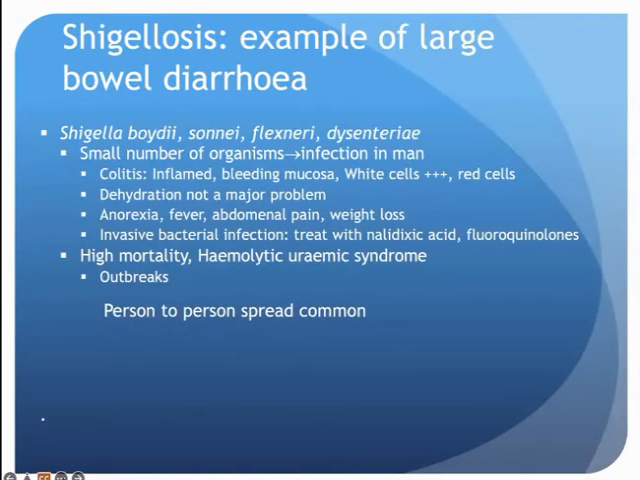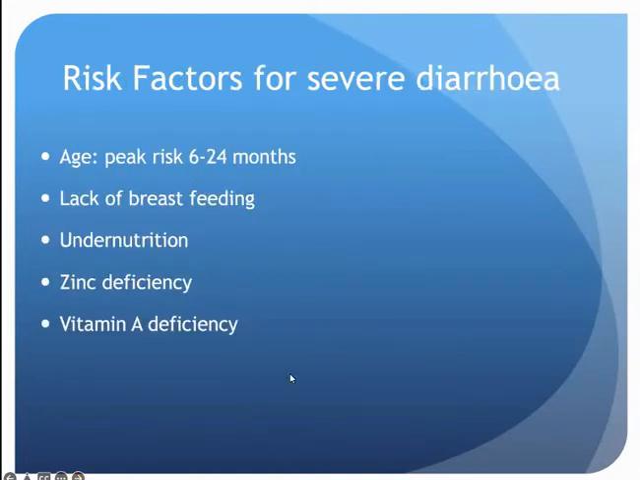So we've talked about important causes of large bowel disease and small bowel disease, and we're now going to talk about risk factors for severe diarrhea. And when I talk about this, this is really focusing on small bowel diarrhea. The peak is the 6 to 24 month age group, and the reason for this is that that's the time you start to wean and babies get exposed to foodstuffs which are potentially contaminated.